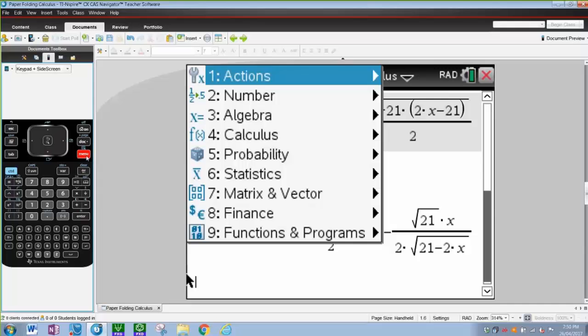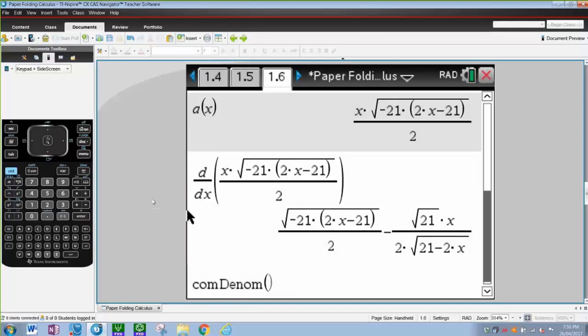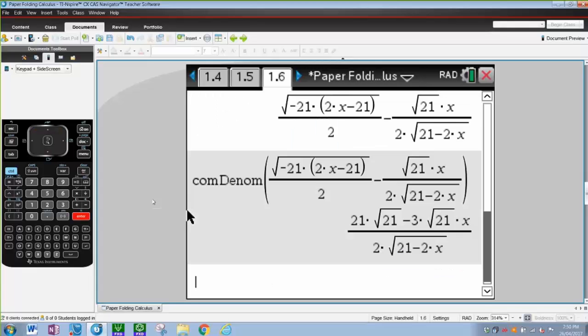It's menu, algebra, fraction tools, and common denominator. So it comes up with the common denom command. You press up, enter, enter, and now that looks much better. It's a much smaller expression. It's the same as before, but it just looks less clunky.